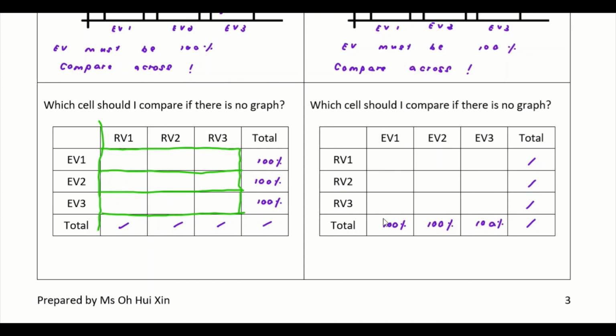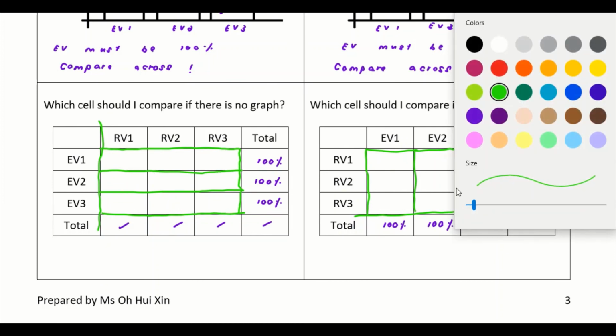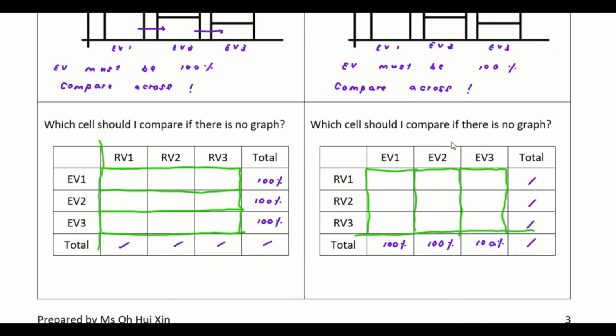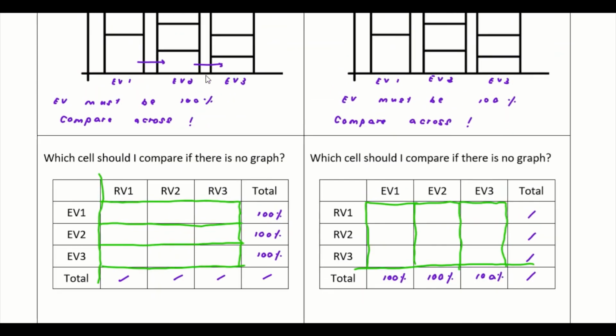Okay, so similarly, what happened when you have this graph? Then which means your 100% is over here, right? So the column that you are having is basically going to look something like this. So your column for EV1, column for EV2, and then column for EV3. Right? Then this is your stack column graph. Then obviously you have all the numbers here. Okay, so how are you going to do the comparison? So go back to what we said here. After you have the column, you should compare across.